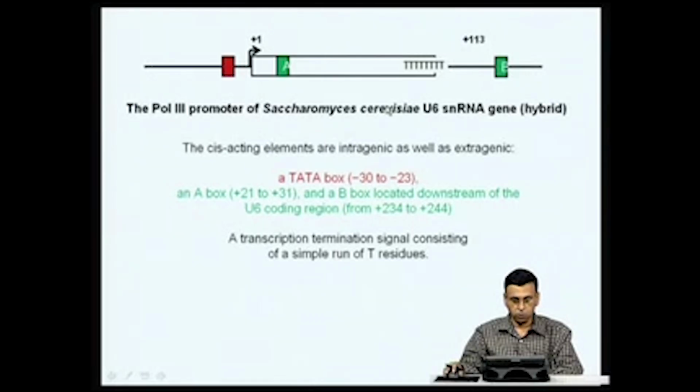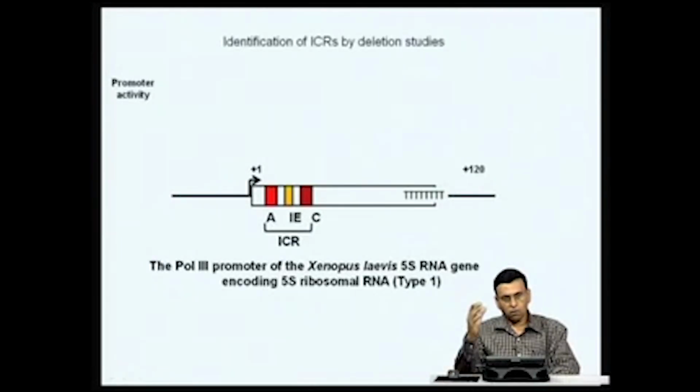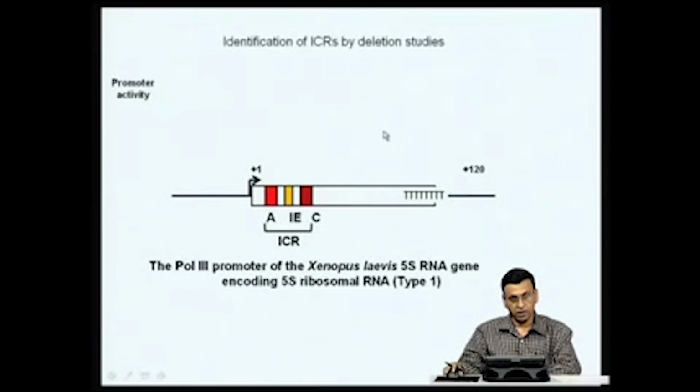Now, how did people find out that the promoter in the case of the Pol III transcription unit is internal? As we have studied in the case of the Pol II promoters, studies involving mutations, site-directed mutagenesis and deletions have helped people to demarcate the major cis-acting elements involved in the Pol III promoter. For example, I have just shown a cartoon here to illustrate one experiment which demonstrated that the promoter in the case of the 5S rRNA gene is actually internal.